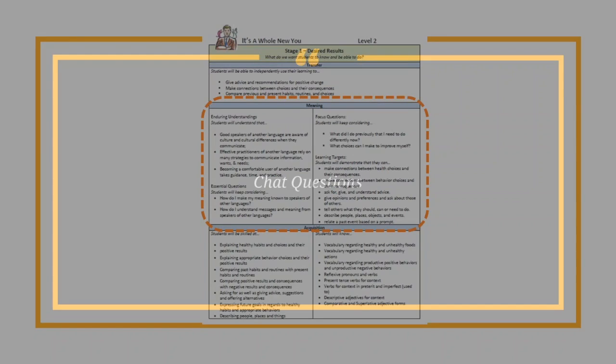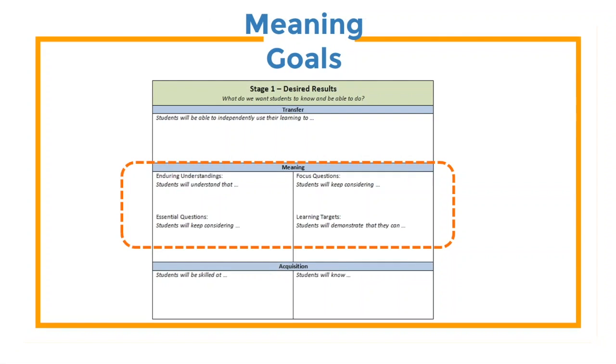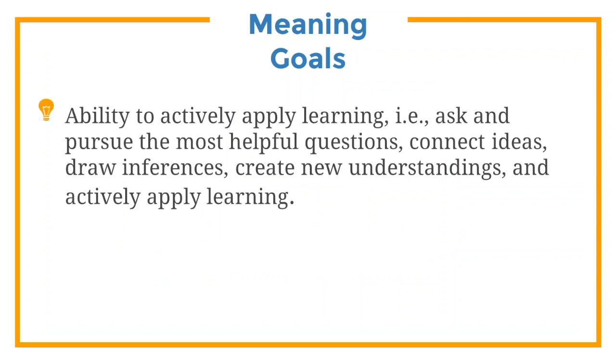So let's go back just a little bit. This is the blank organizer, all right? And here's what meaning goals can bring to the table. This is my ability to actively apply my learning. So meaning goals, in order for me to transfer, remember we're working backwards. In order for me to transfer, I've got to be able to actively apply the learning and make it personal to me. So that means I've got to ask and pursue the most helpful questions. I've got to connect ideas, draw inferences, create new understandings, actively apply learning.